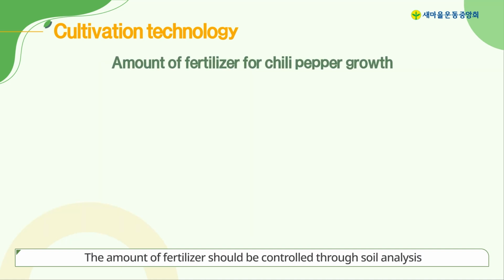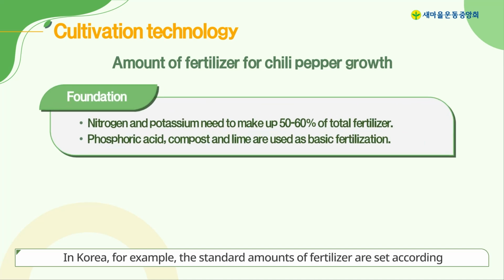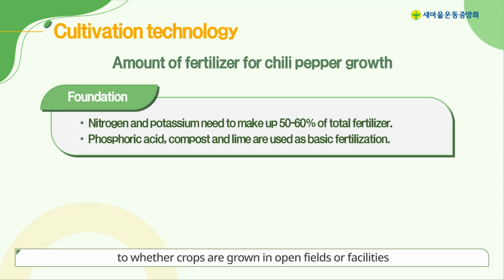The amount of fertilizer should be controlled through soil analysis of what is suitable for the region. In Korea, for example, the standard amounts of fertilizer are set according to whether crops are grown in open fields or facilities, and whether they are densely cultivated.